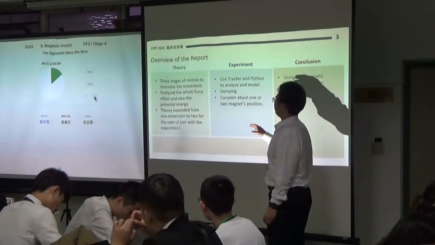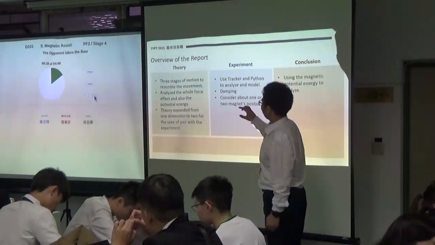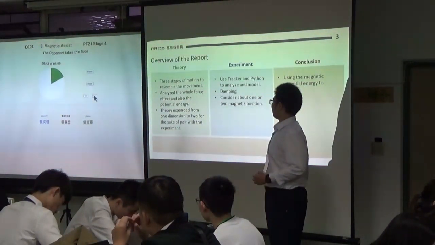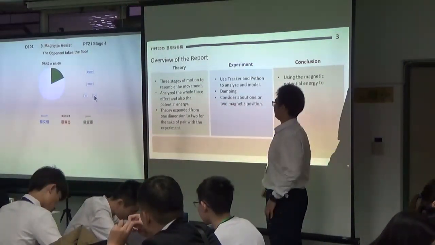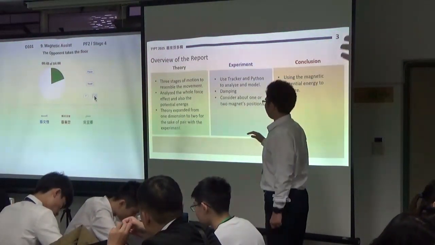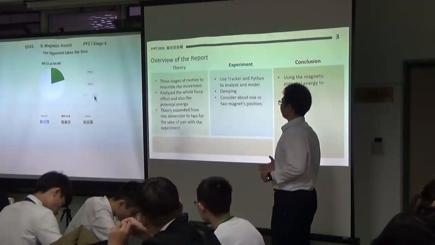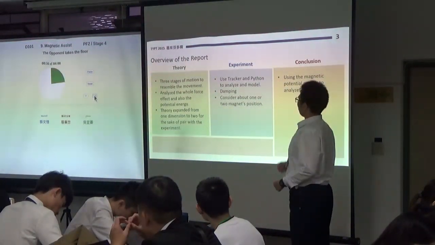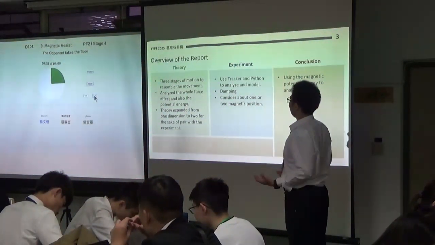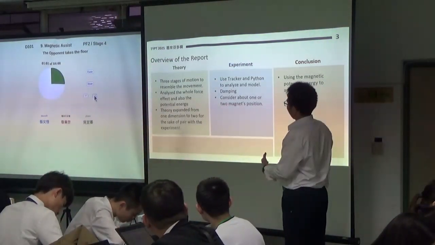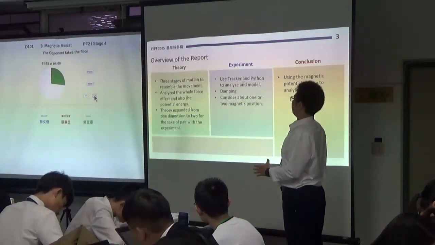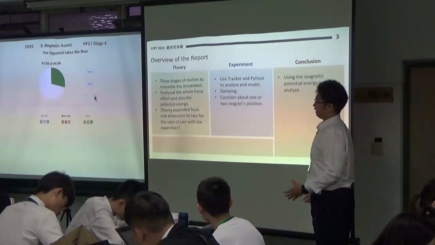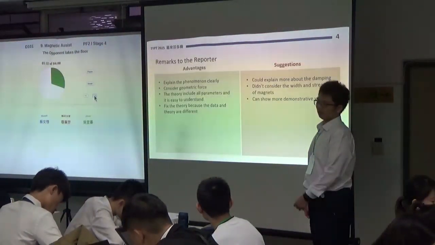So in the theory, they discovered that there are 3 stages of motion to resemble the movement and analyze the whole force effect and also the potential energy. And the theory expanded from 1 dimension to 2 for the sake of pairing with the experiment. And in the experiment part, they use Tracker and Python to analyze the model. And they also consider damping and consider 1 or 2 magnets' position. And in the conclusion, they use magnetic potential energy to analyze the result.